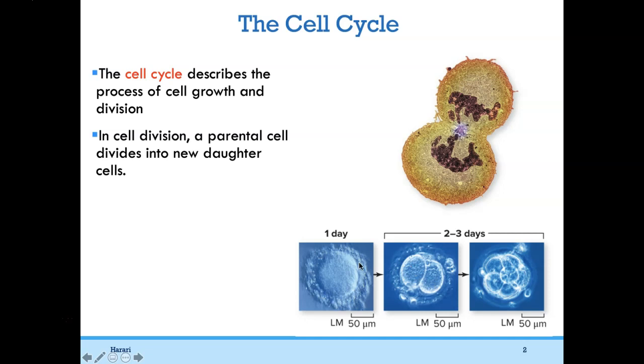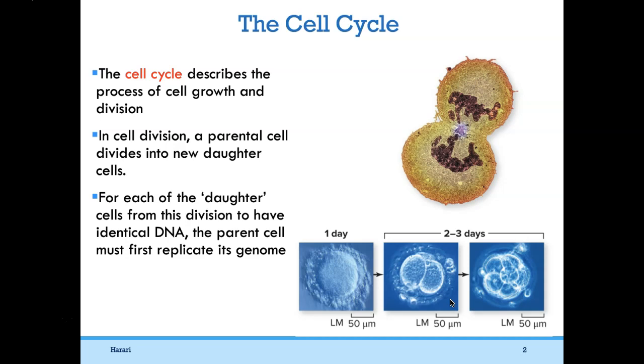So this is actually showing the first cell of an embryo. And during embryonic development, what starts as one single cell becomes a multicellular organism. So the cell divides in a very controlled process called the cell cycle.